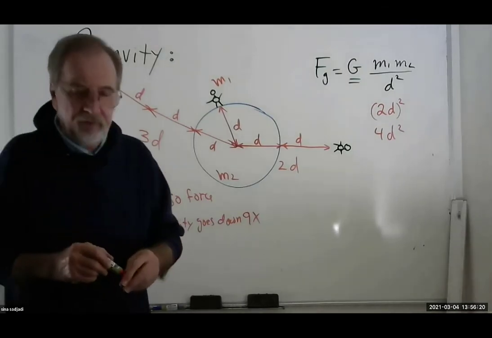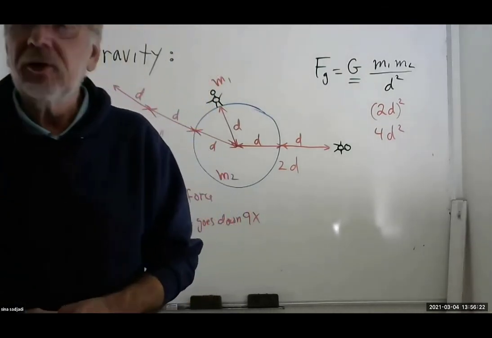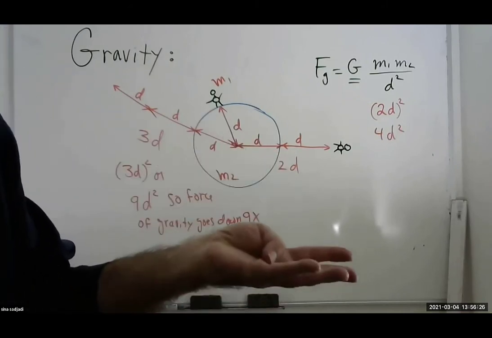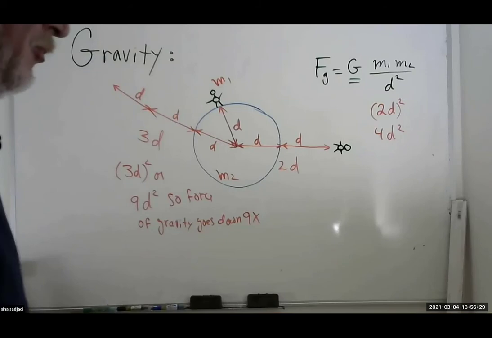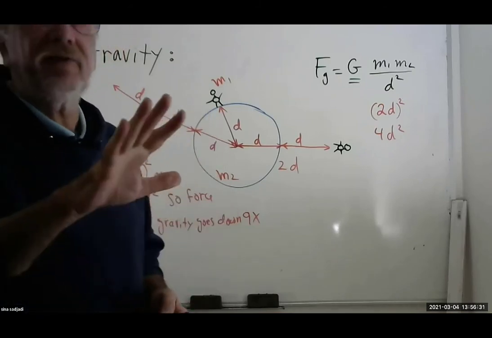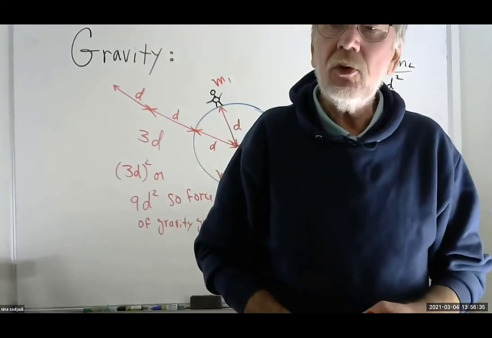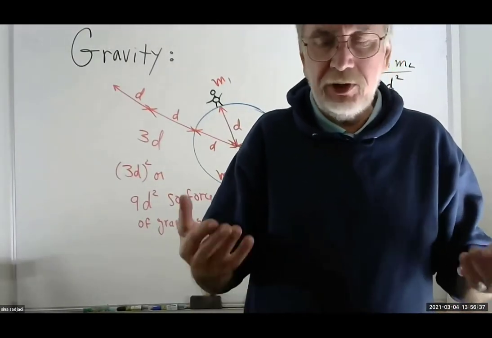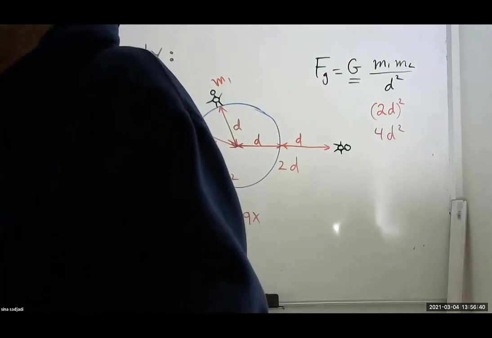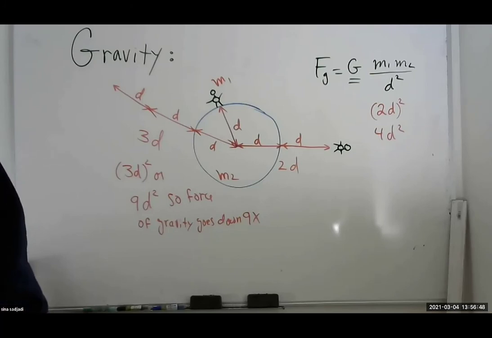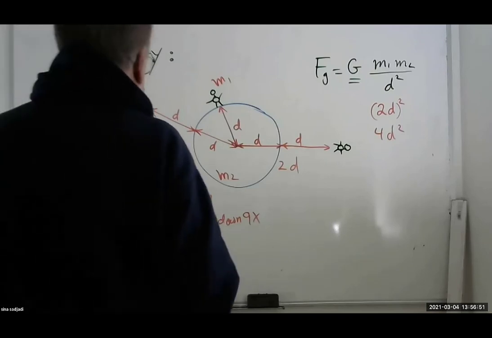So if I go away twice as far, my weight will decrease 4 times. If I go 3 times farther, it goes down 9 times. What if I went away from the Earth 5 times? How much does the force of gravity decrease? 25 times. So if I go 6 times farther, how much does the force of gravity decrease? 36 times. If I go 10 times farther, it'd be 100 times. Very good. All right, excellent.